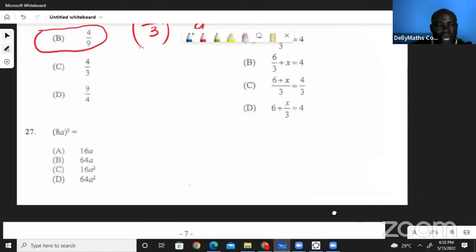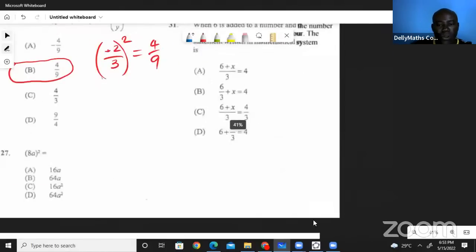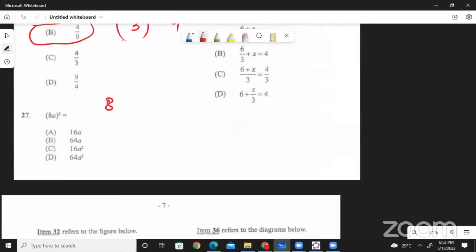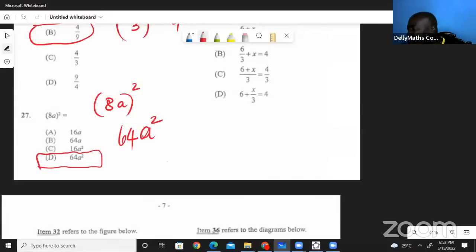Number 27 says this. All right, let's go. 27 says, if we have 8a, let me just write it here, 8a, and then that is squared. What are we getting? We're squaring, so it's going to be 64, and then a raised to the second. And that answer now is D. So number 27, if you're doing your homework now, 64a squared is what we're looking for.